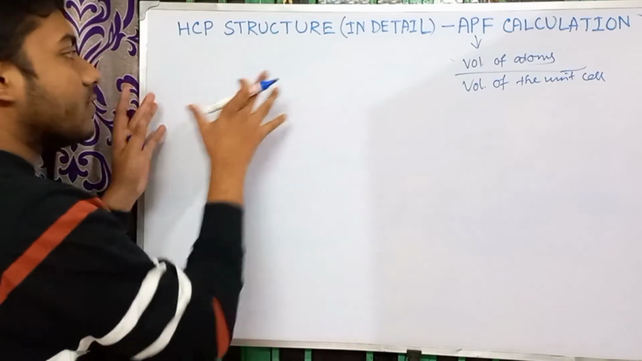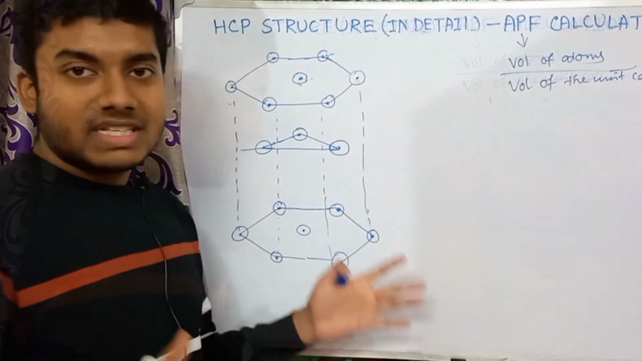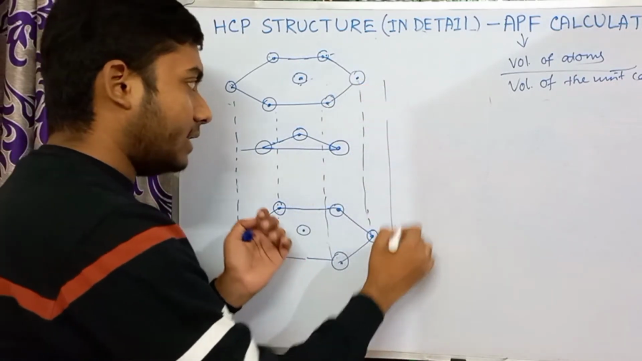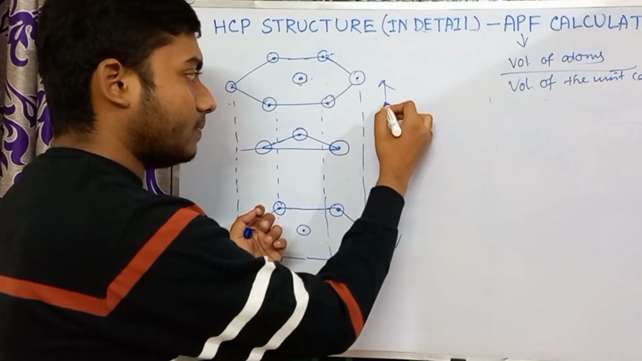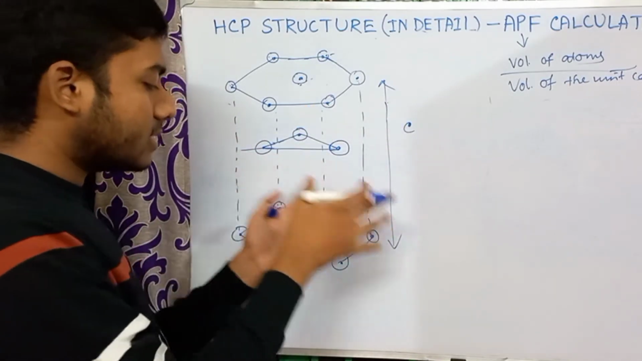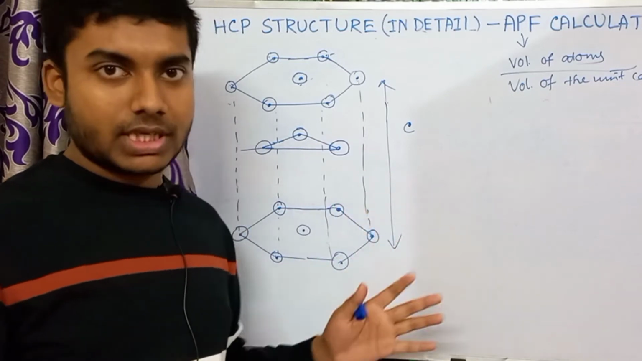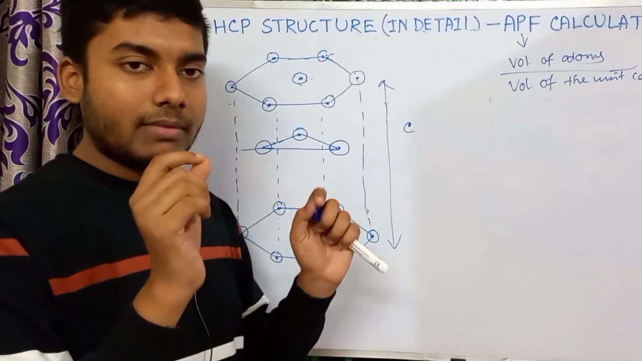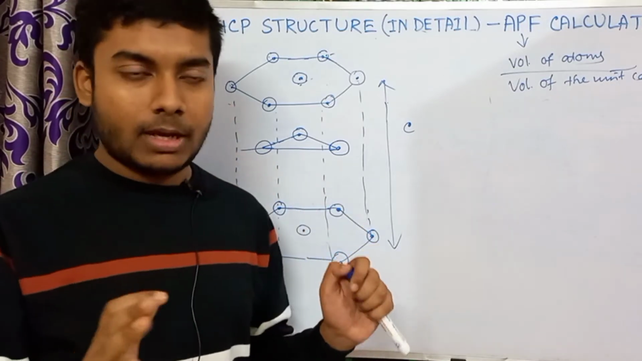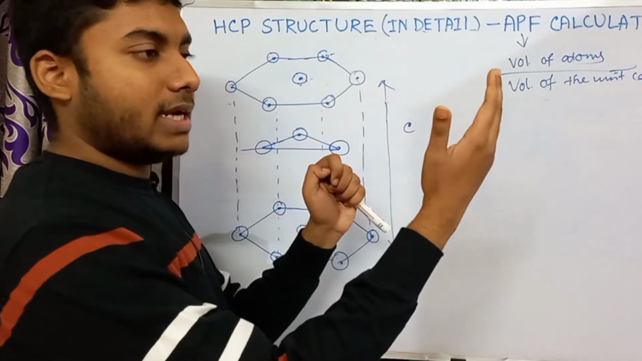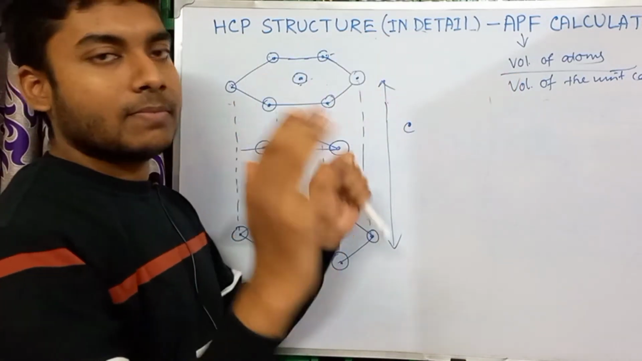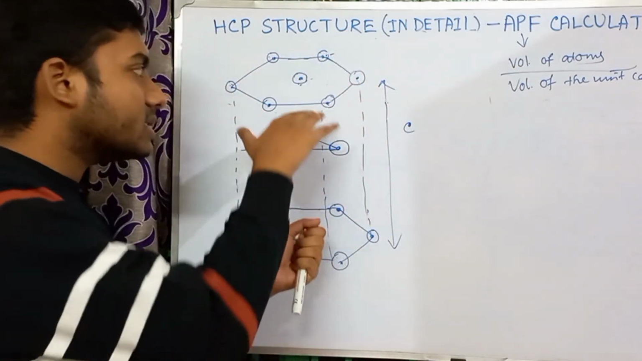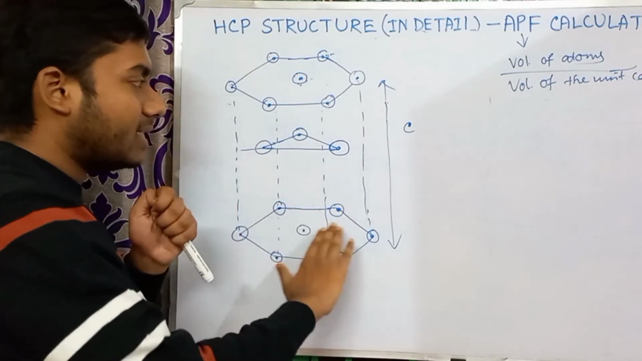Now what is the structure of HCP? Let us understand. This is our structure of hexagonal close packing, and suppose this height is C. This is a 3D shape, so you have to imagine it. Hexa means 6, so we have 6 sides here. One side is this, one side is this, and so on. This hexagonal structure has a base and an upper side.